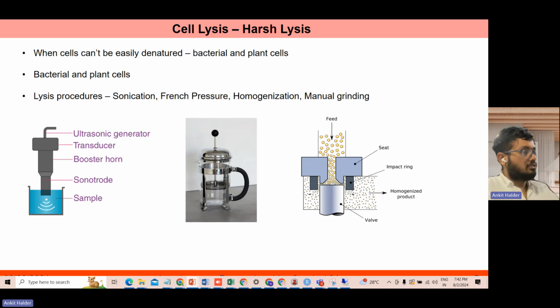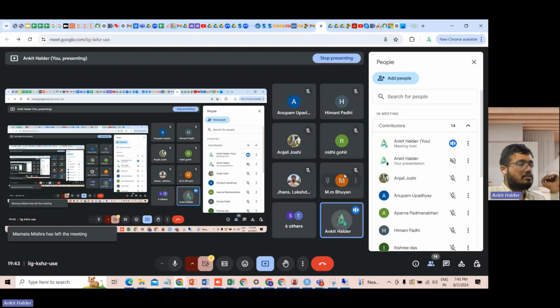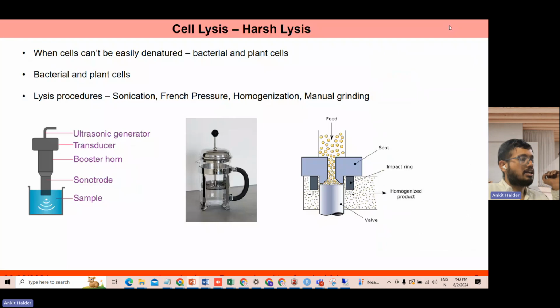But one thing that we need to keep in mind is that whenever we do this kind of sonication, homogenization or manual grinding, it produces a lot of heat. This is to be kept in mind very thoroughly: we are generating a lot of heat. That's why the samples need to be kept on ice or in cold conditions at 4 degrees C. That temperature needs to be maintained so that the protein, once it comes out, does not get denatured.